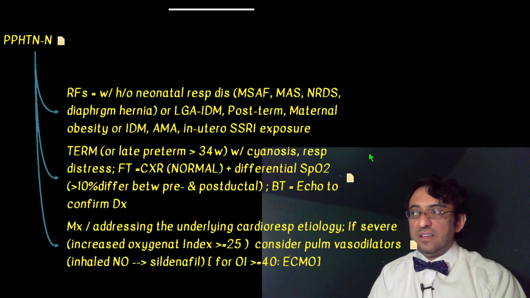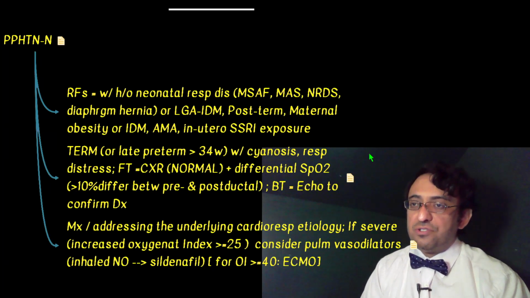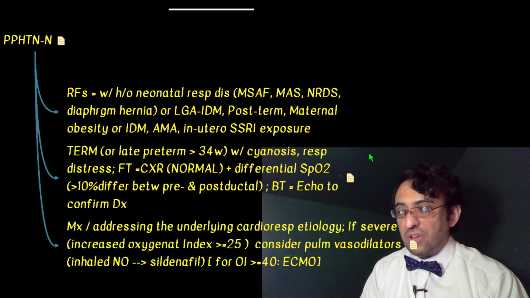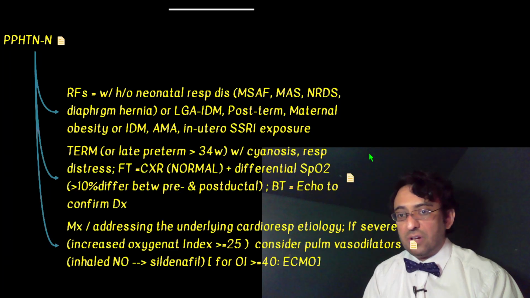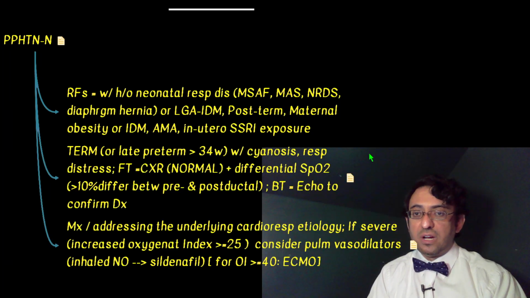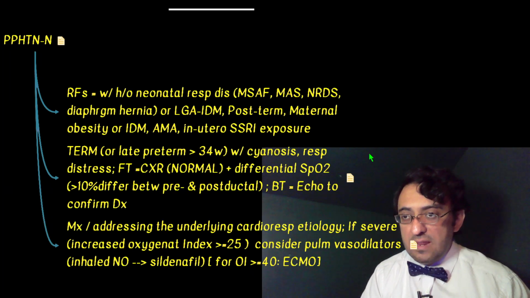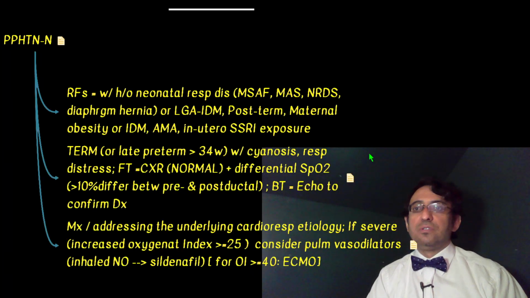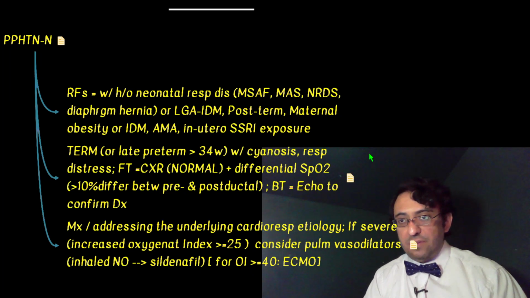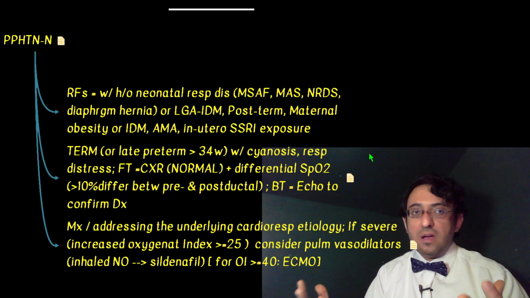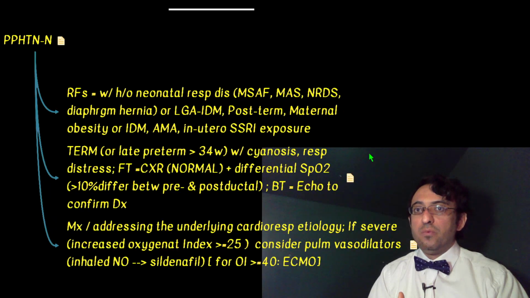First and foremost is because cyanotic congenital heart disease is also associated with this cyanosis and differential SpO2, pre- versus post-ductal saturation difference of more than 10%. And we need to rule out the cyanotic congenital heart diseases. If the patient has pHTN, what will be the findings in echo? The heart will be normal, but there will be increased pressure in the pulmonary circulation.